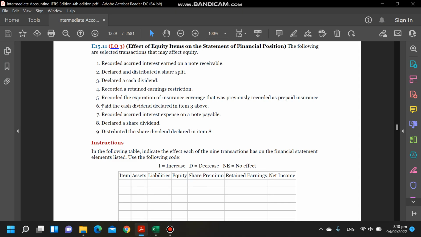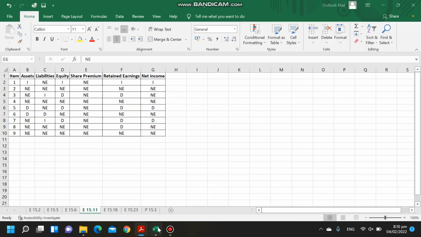The sixth item, paid the cash dividend declared in item 3 above. When you pay the cash dividend, you will debit cash dividend payable, credit cash. So just follow the journal entry. Of course your liabilities will be decreased, and at the same time your asset also decreases. For the rest of it, there will be no effect.